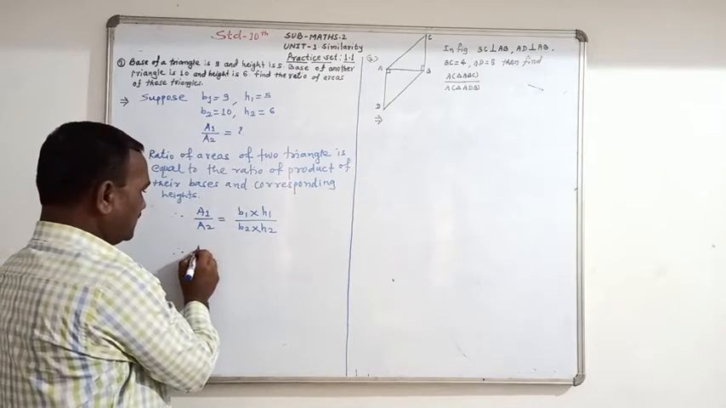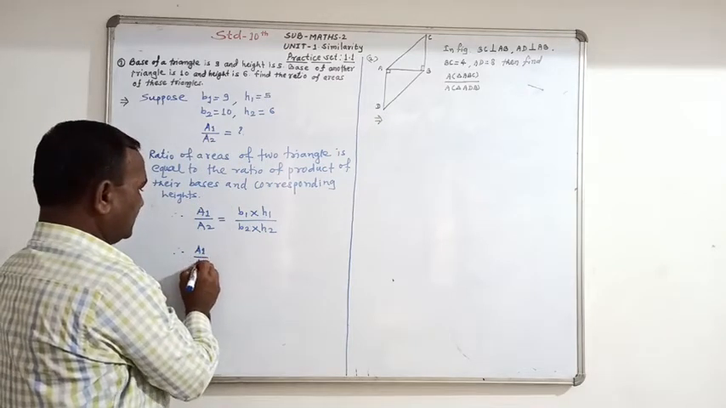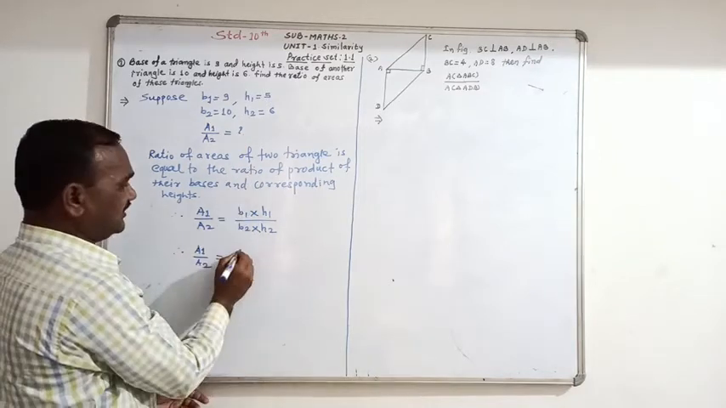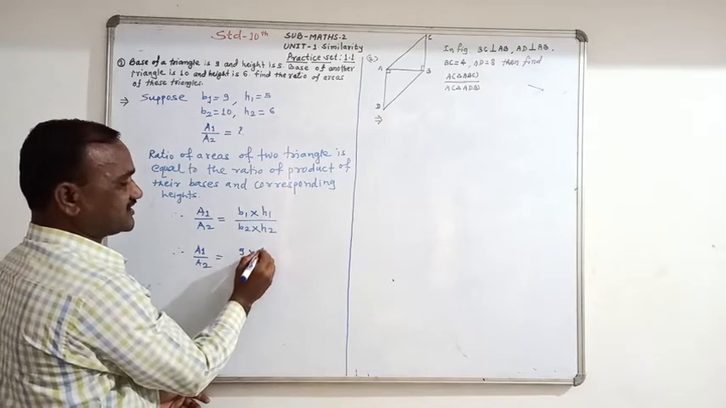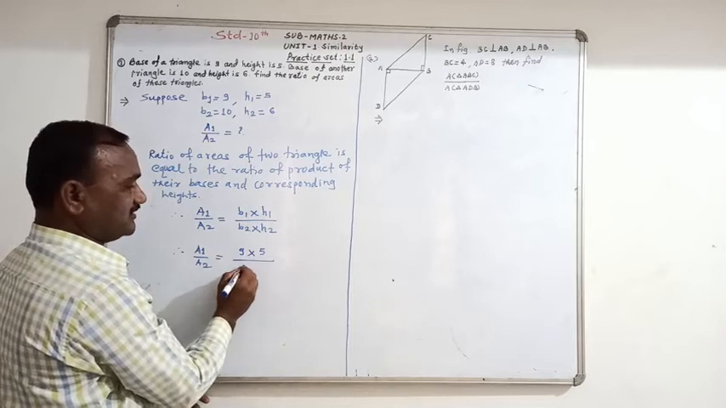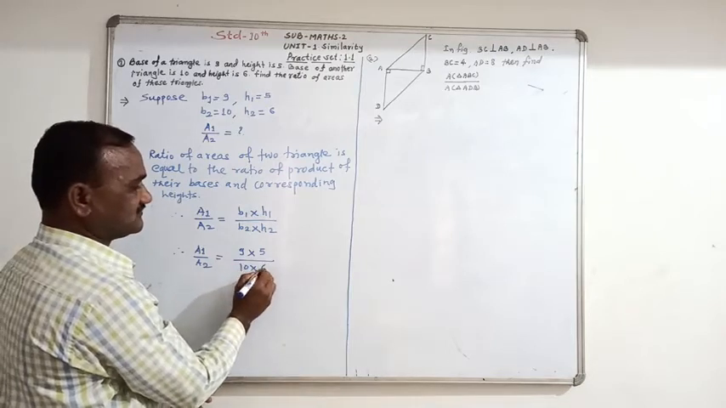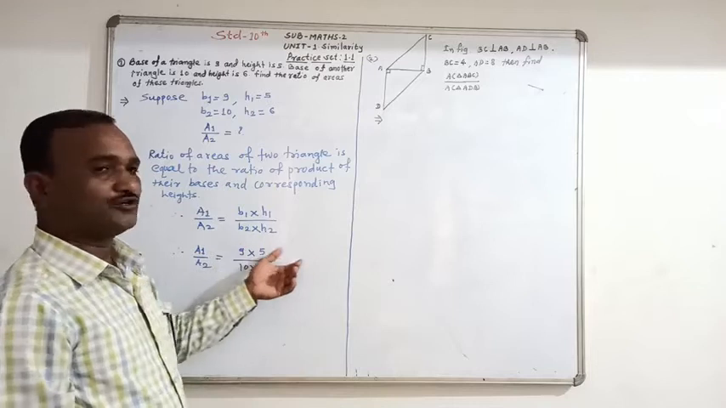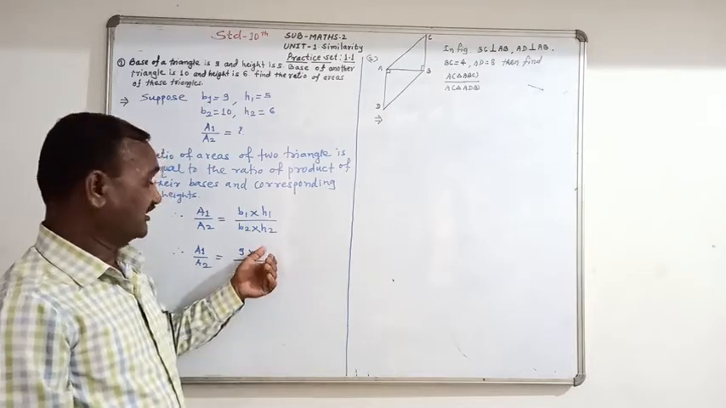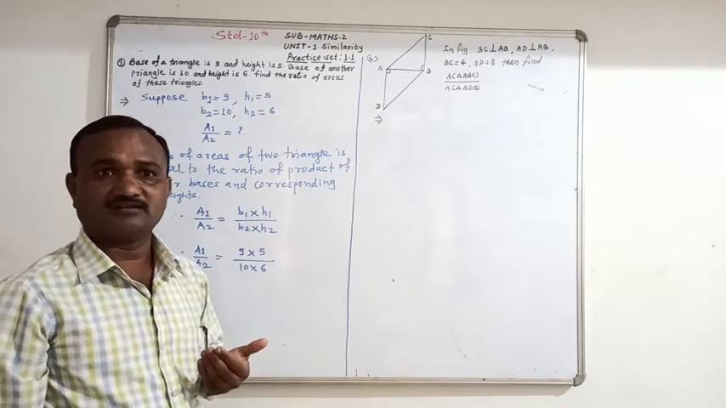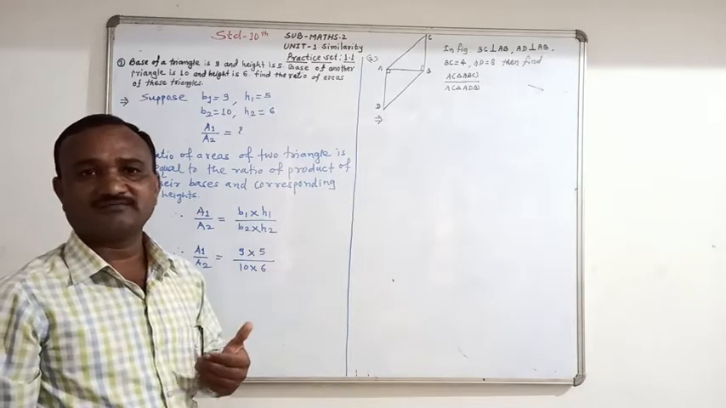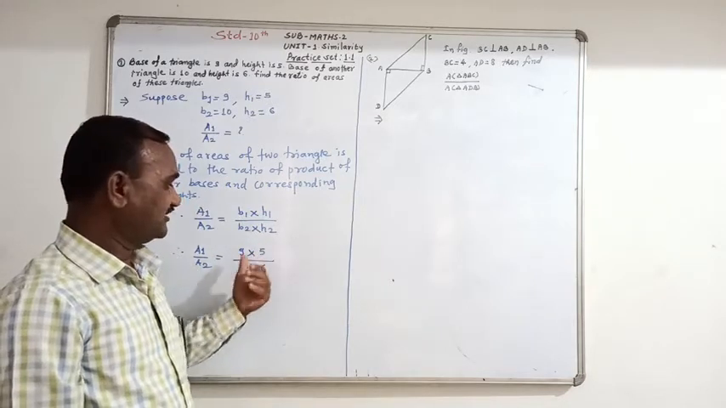Therefore A1 divided by A2 is equal to, B1 means base of first triangle which is given there 9 into height of first triangle that is H1 is given there 5. So 9 into 5 divided by 10 into 6. Okay, so you can find the product of the numerator and also the denominator, or you can simplify. So 10 and 5 are the multiples of some number. You know that? Yes. So 5 and 10 are the multiples of 5. So divide 5 and 10 by 5.